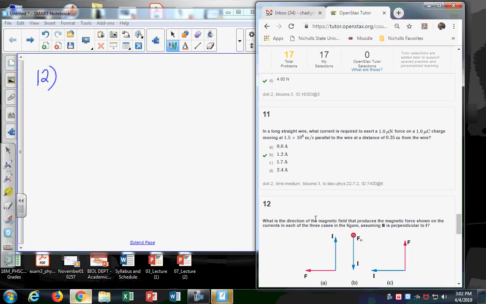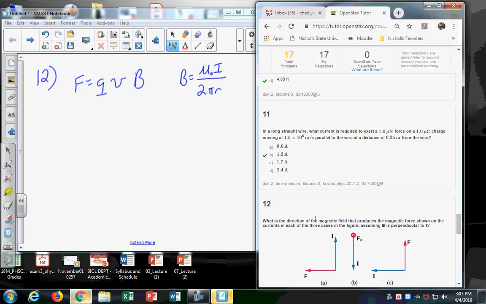In a long straight wire, what current is required to exert a 1 micronewton force on a 1 microcoulomb charge moving at that speed parallel to the wire a distance of 0.35 meters? So there are a couple of things that you have to do here. You have to know that F is equal to QVB, right? And also that the magnetic field due to this wire is equal to mu naught I over 2 pi R.